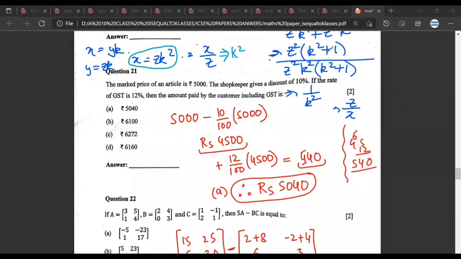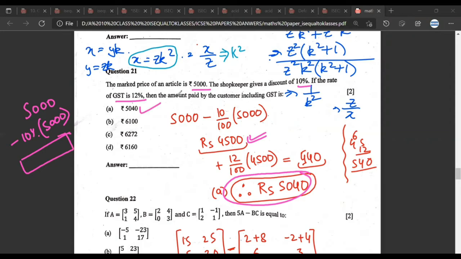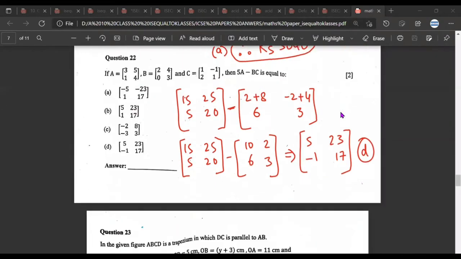You are given marked price 5,000. You are given a discount 10%. So out of 5,000, first you subtract this 10% discount which has been given on 5,000. Then you find the answer. Then you levy the GST on this. Then you add it to this so that you have the final bill amount, that is 5040. So A is the correct answer. The working is given for your reference. You can go through the same.